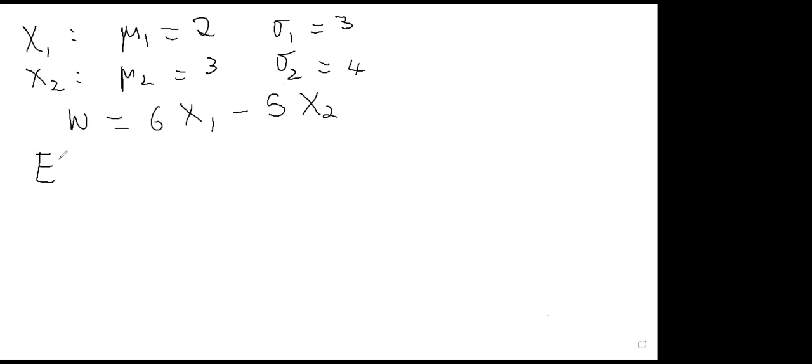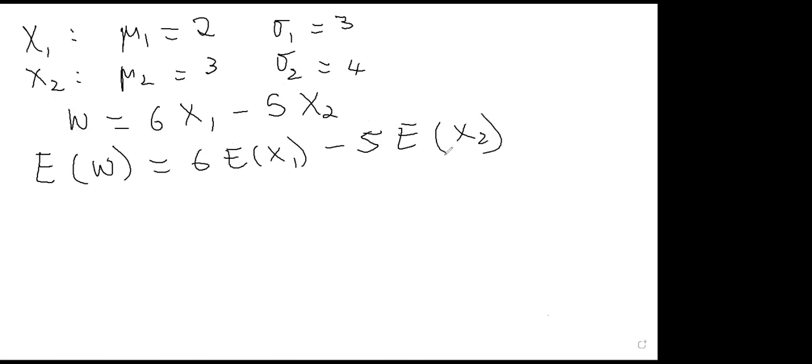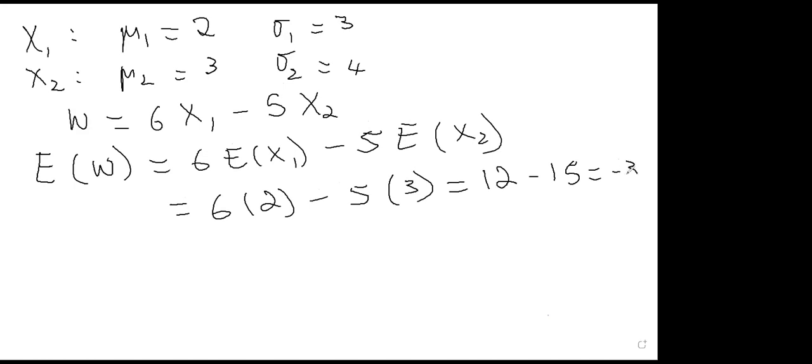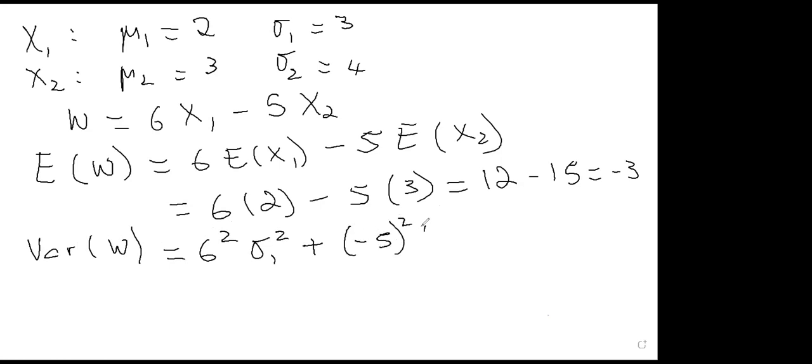Then the mean of w will be 6 times the mean of x1 minus 5 times the mean of x2, which is 6 times 2 minus 5 times 3 equals 12 minus 15 equals minus 3. And the variance of w will be 6 squared times sigma 1 squared plus minus 5 squared. Let me observe here that we square the coefficient of the second one, even though it was negative, it's going to change to positive.